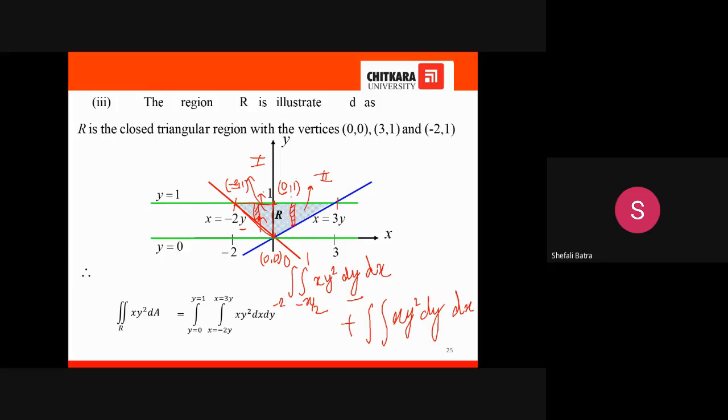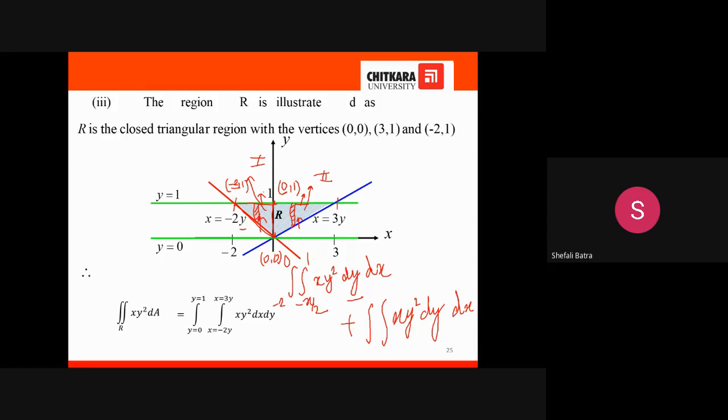Again we have made a vertical strip in this region. So lower limit would be from this line and upper limit would be from this line. So tell me, what will be the limit? Ma'am, x by 3 and 1. Yes, x by 3 to 1.